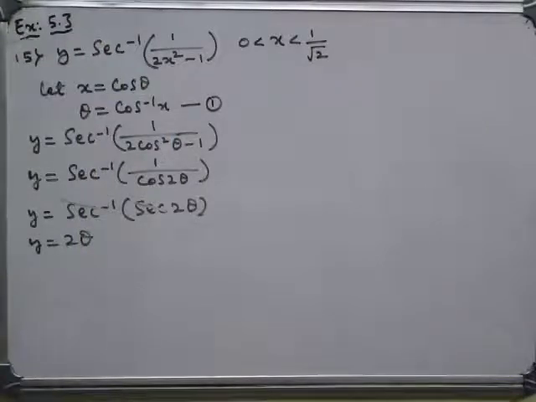Very simple concept. This is how we have to solve. Although this exercise was on differentiation of implicit functions, we solved it in a different way. That is, we substituted, and a very important thing is trigonometric identities. So trigonometric identities will help you a lot in solving differentiation as well as integration problems.